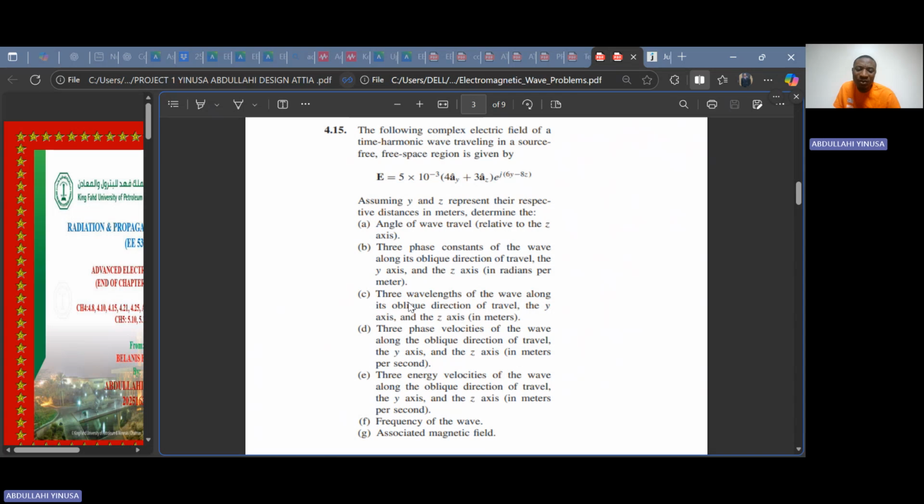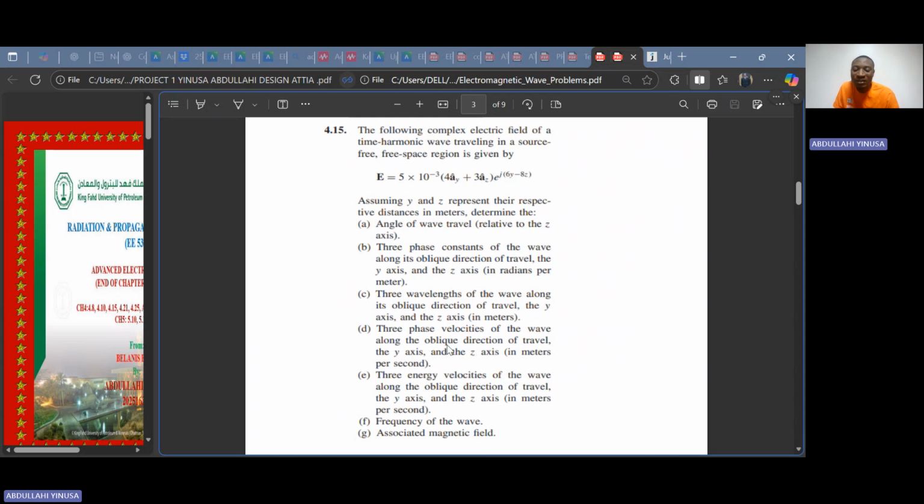Now, going forward to the wavelengths of the wave along it. We know that wavelength is equal to 2 pi over beta. So 2 pi over beta 1, that of the oblique incidence, is 2 pi over 10. That of the y-axis is going to be 2 pi over 6. That of the z is going to be 2 pi over 8. As simple as that.